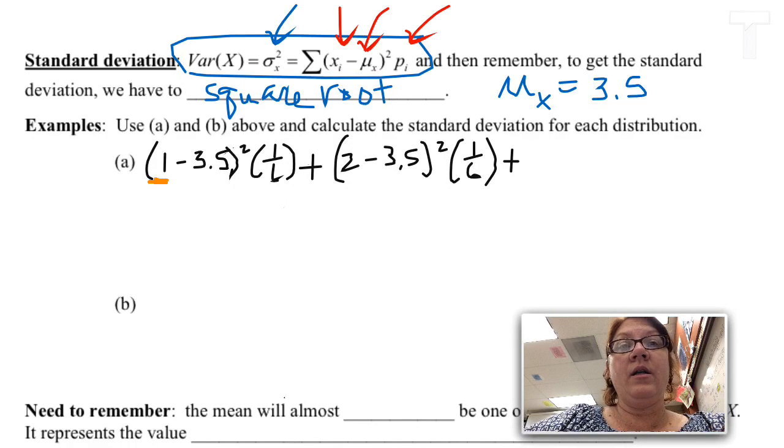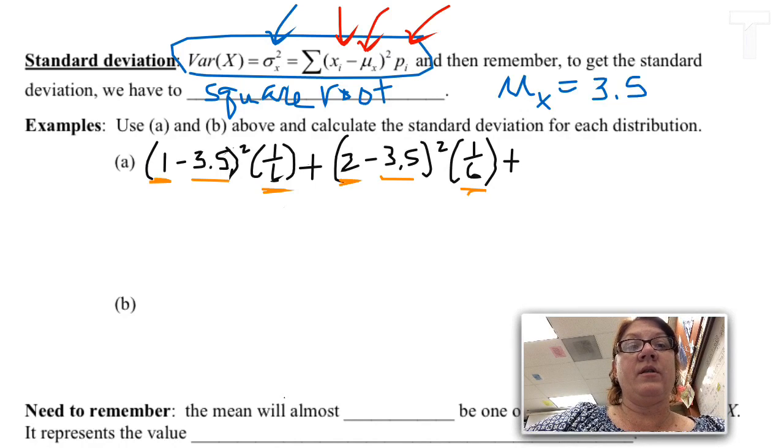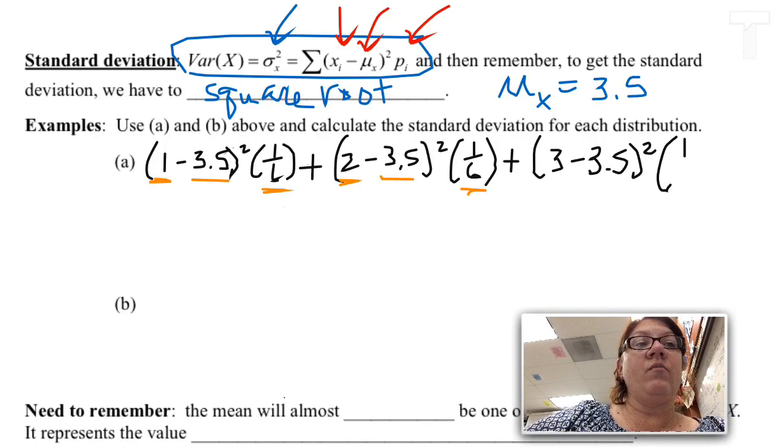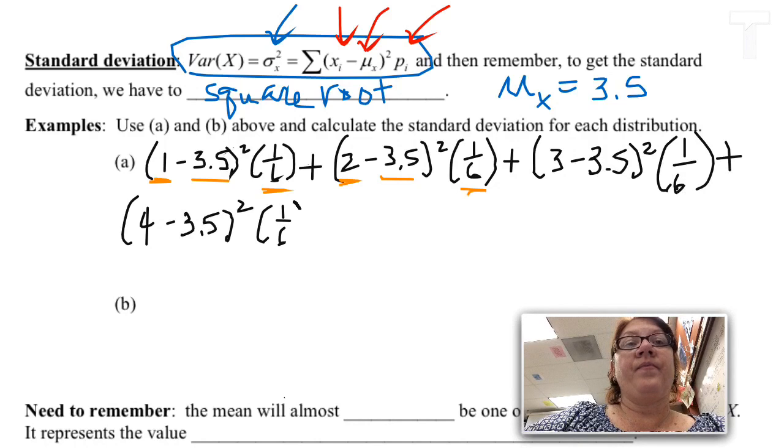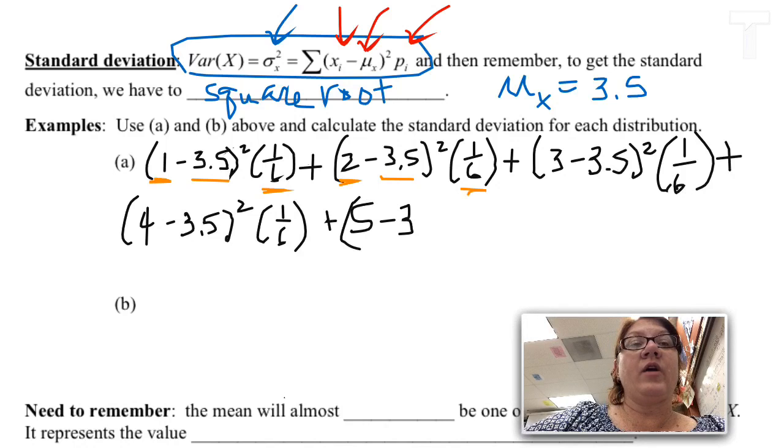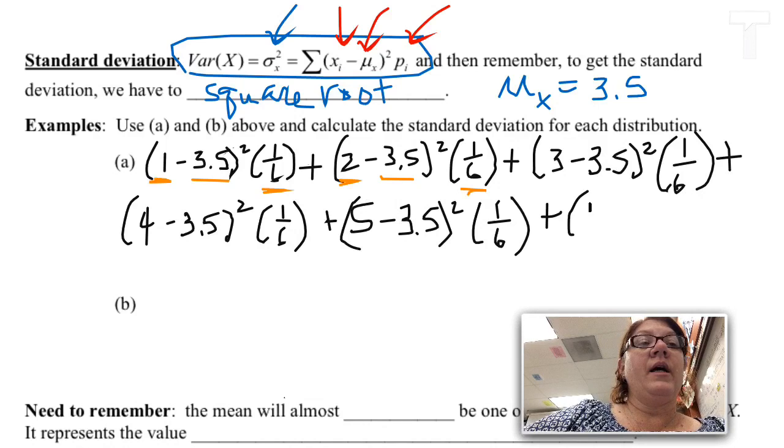The first outcome was 1, and I'm subtracting the mean, squaring it, and multiplying by its probability, which was 1/6. Then I'm taking the next outcome, which was 2, subtracting the mean and squaring, and multiplying by its probability, which was 1/6. I'm going to repeat that for every one of those outcomes. The next outcome was 3, probability 1/6. The next was 4, also 1/6. The next was 5, subtracting the mean again, squaring, with probability 1/6. And last but definitely not least was the outcome of 6, which also had a probability of 1/6.